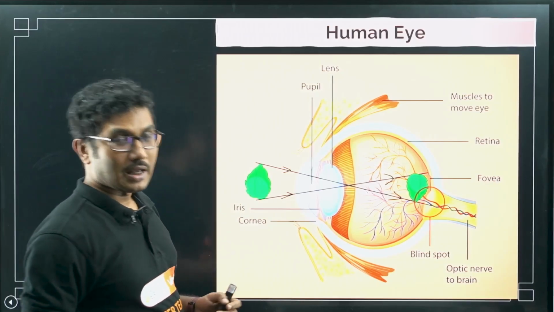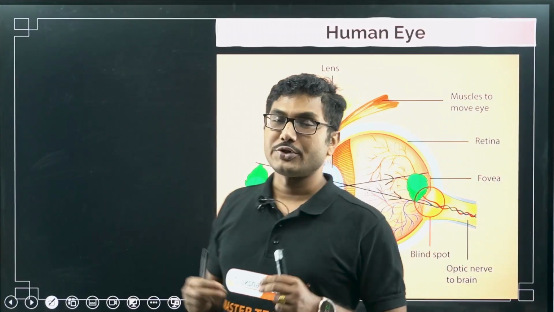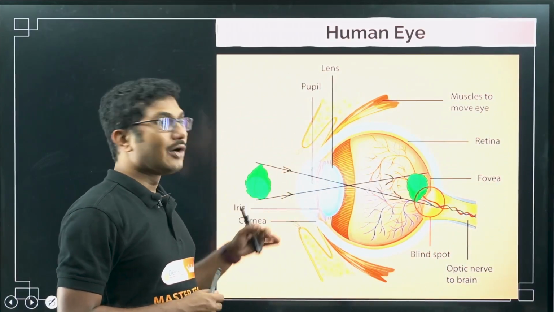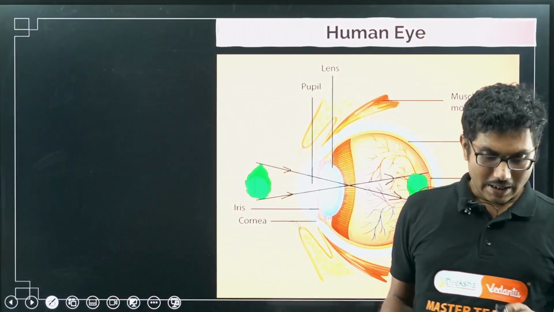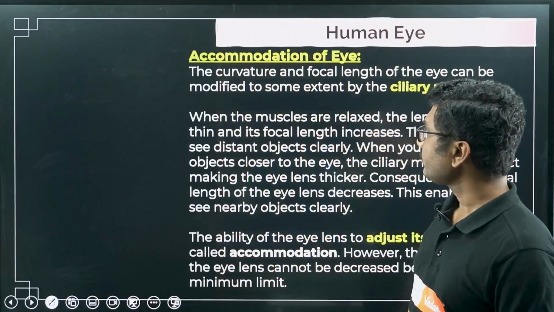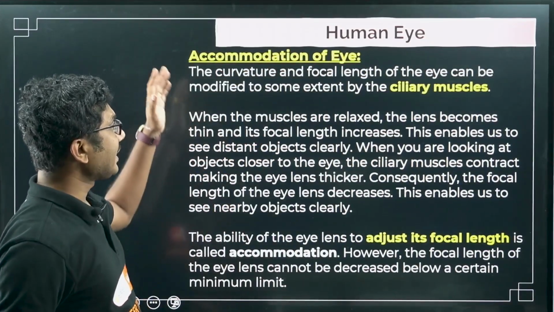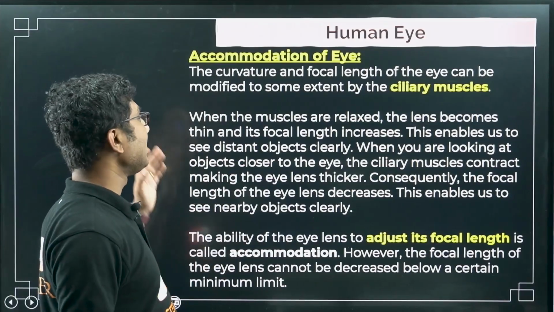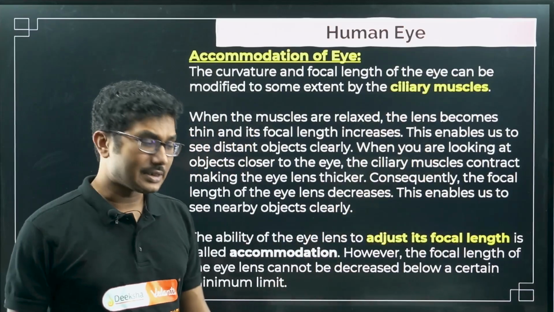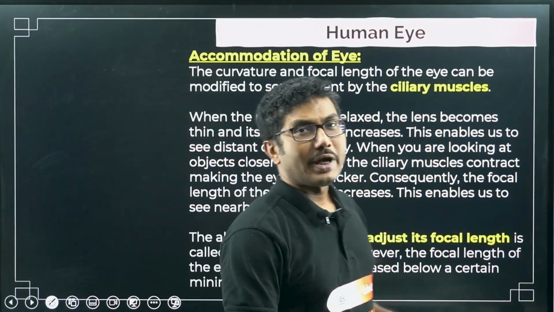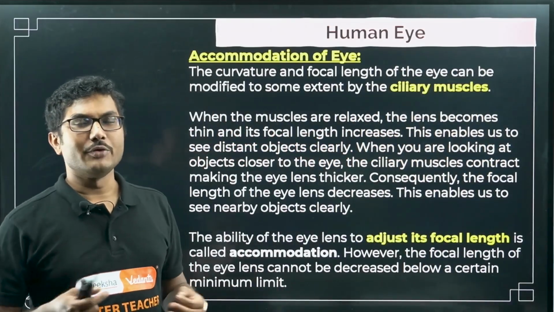Most parts are covered in biology, okay, but we are basically covering only the image formation part, where we are interested in how our eye can see different objects at different distances. So let's see that, which is accommodation of the eye. The curvature and focal length of the eye can be modified to some extent by ciliary muscles. So ciliary muscles play a huge role, okay, and it is the only lens which can adapt automatically without any guidance.